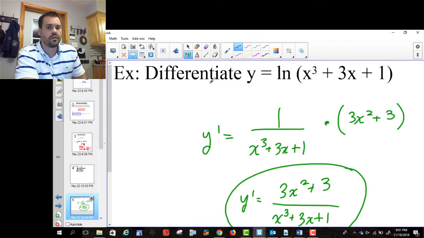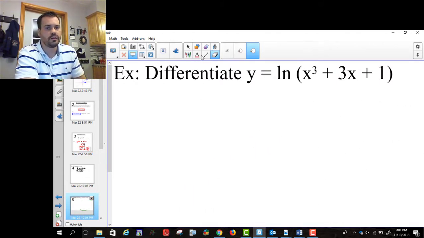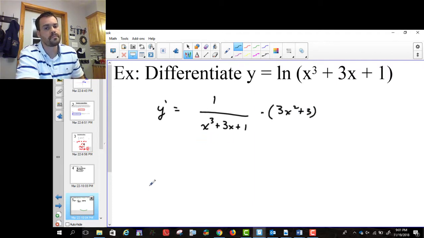All right. What happens if I ask you to differentiate ln of x cubed plus 3x plus 1? That one becomes a chain rule. The first part of the chain is the ln. So ln of whatever this is, the derivative of that is 1 over the whatever. So it's 1 over x cubed plus 3x plus 1. And then we multiply that by the derivative of x cubed plus 3x plus 1, which is 3x squared plus 3. And that's our derivative. And we could write that, if we wanted to make it look more like one fraction, like this.